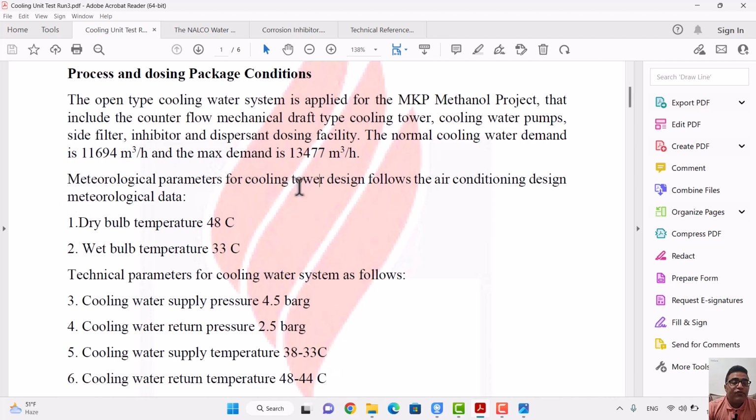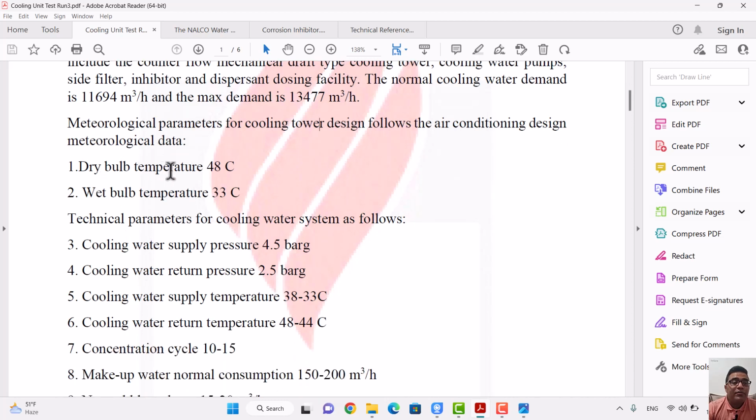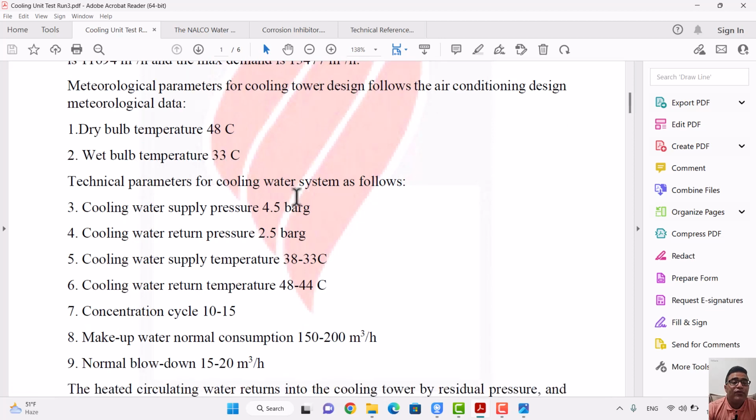Meteorological parameters for cooling tower design follow the air conditioning designs and meteorological data. Dry bulb temperature is 48 degrees Celsius. Wet bulb temperature is 33 degrees Celsius. And technical parameters for cooling water systems are as follows. Of course, don't worry, you can download this PDF from my website and read all of this information and compare it with your cooling water systems.